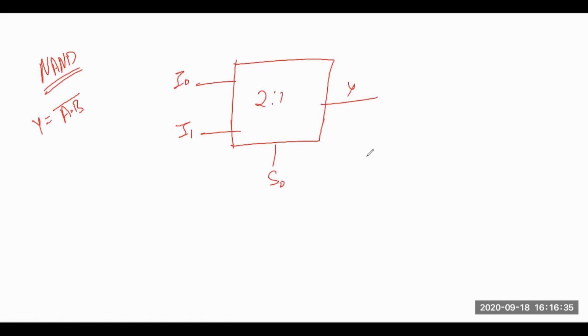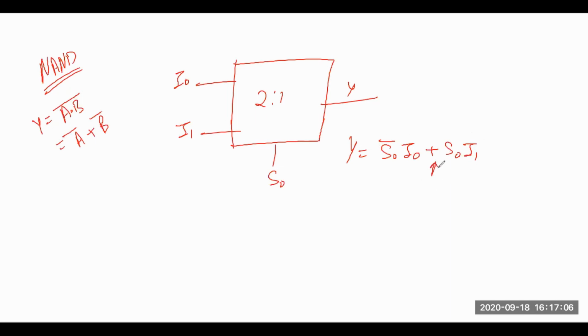Now if I write my expression of Y in a conventional manner, that's S0 bar into I0 plus S0 into I1. Now you need to realize how you can convert this whole thing to this one. So this is A dot B whole bar, and if you break this one, it will be A bar plus B bar. So basically you need to have A bar plus B bar.